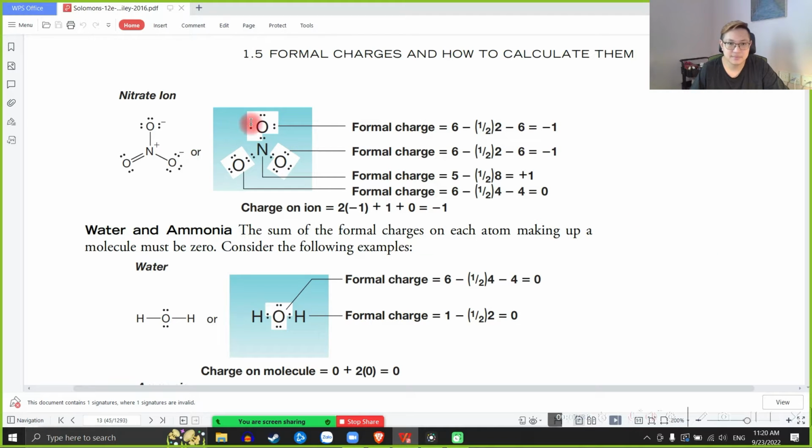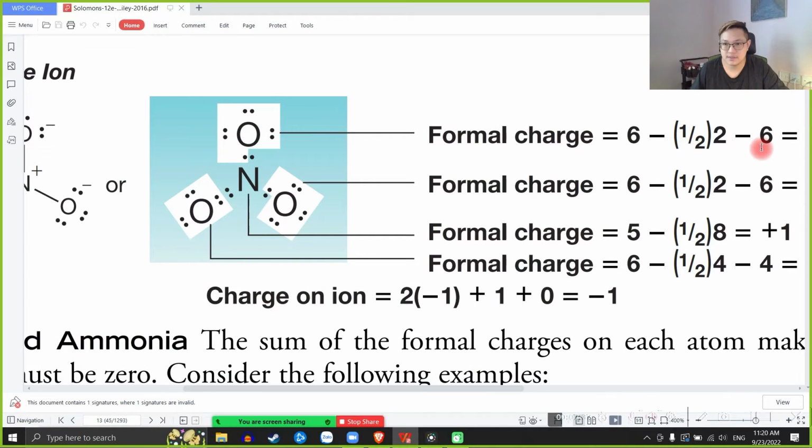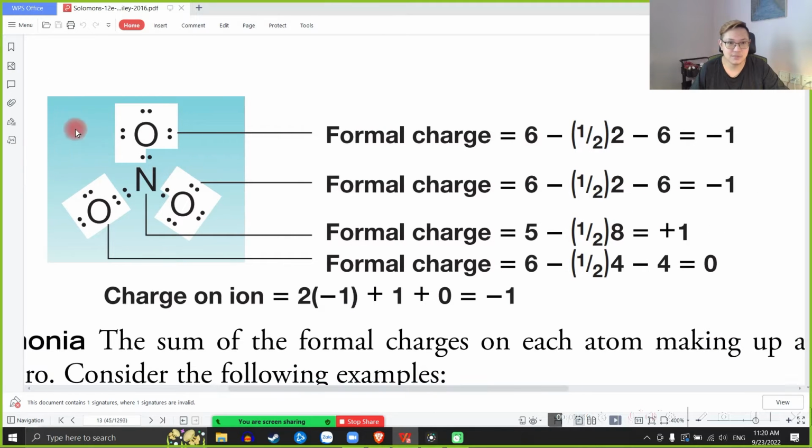Three lone pairs, right? Three lone pairs means 6 minus 6 here. And it formed the bonding with 2 electrons here, so half of that is 1. Half of 2 is 1. So 6 minus 6 is 0, minus 1 is minus 1. So this oxygen has a formal charge of minus 1.